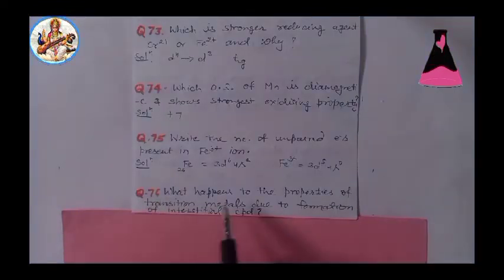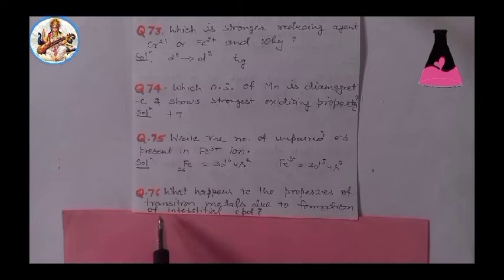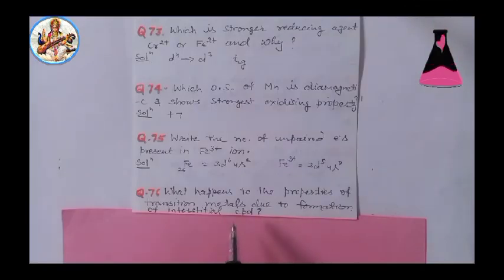Next, question 76. What happens to the properties of transition metals due to the formation of interstitial compounds? The answer will be: the metal becomes more hard and brittle.